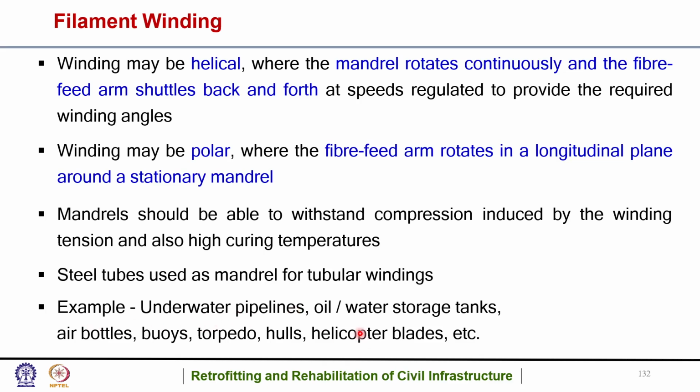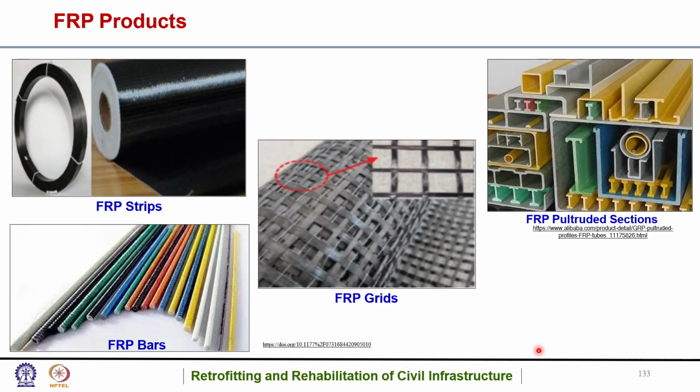Examples can be underwater pipelines, oil and water storage tanks, air bottles, buoys, torpedo hulls, helicopter blades, etc. So it has multiple uses. So these are some of the examples of the FRP products.